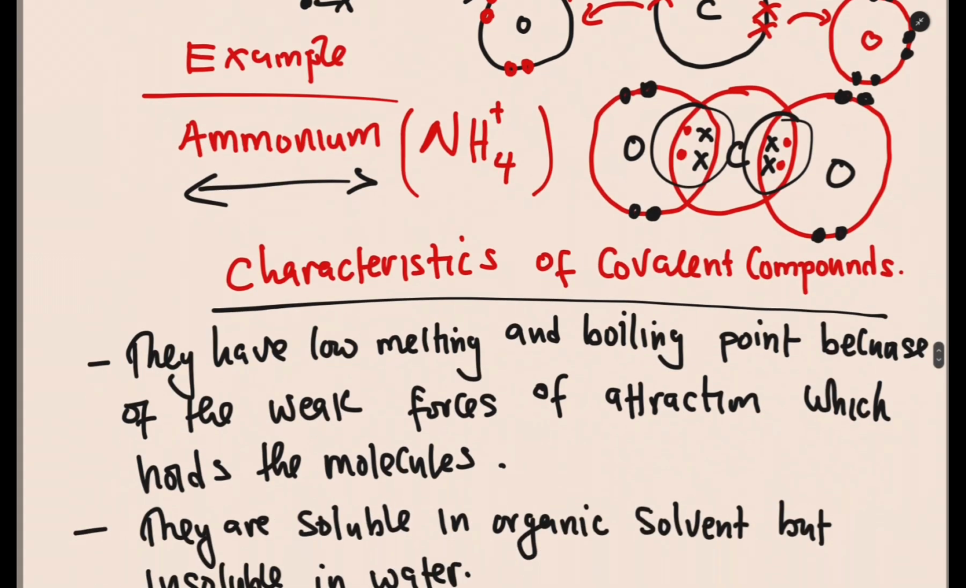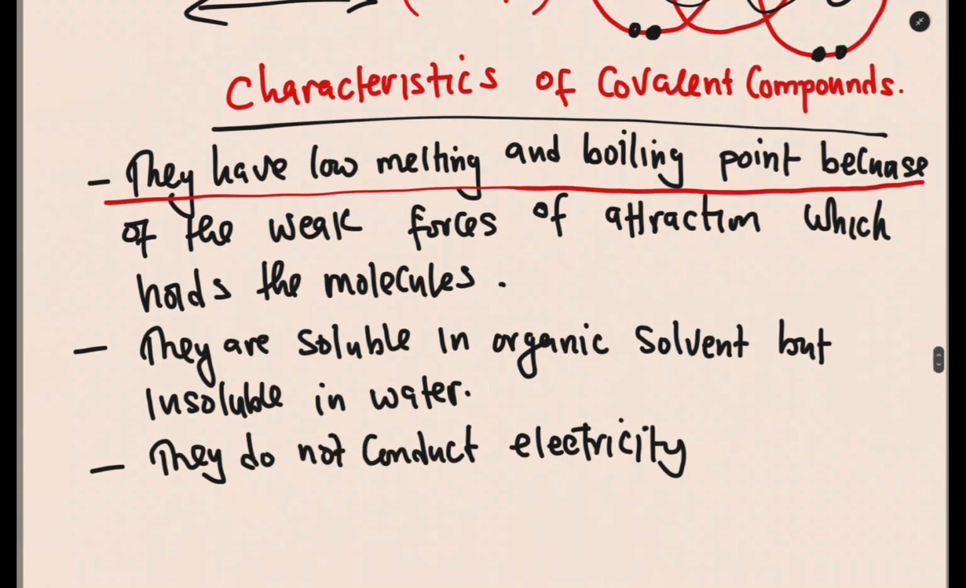Let us look at characteristics of covalent bonds. Covalent bonds have low melting and boiling points. So it's just the opposite of ionic bonds. They have low melting and boiling points because of the weak forces of attraction which hold the molecules.